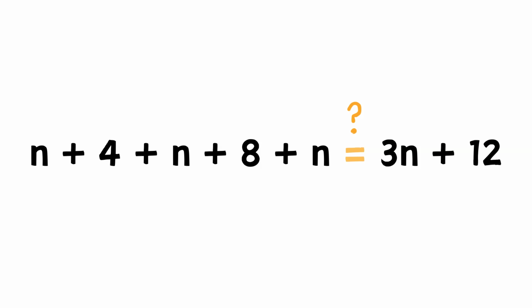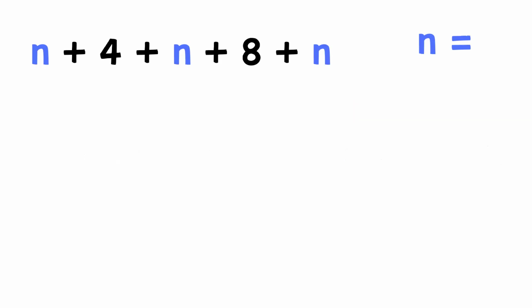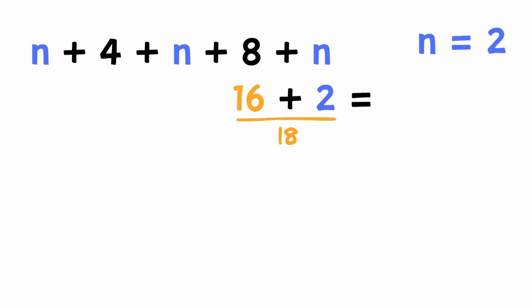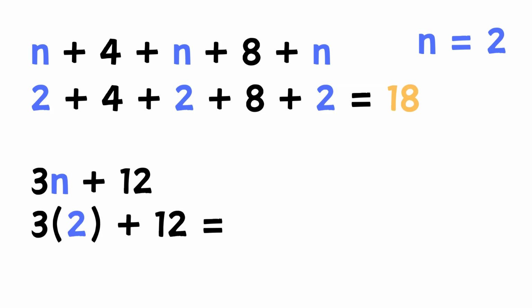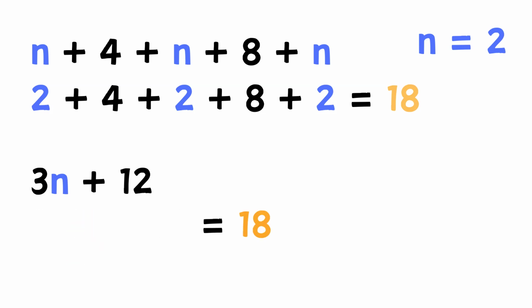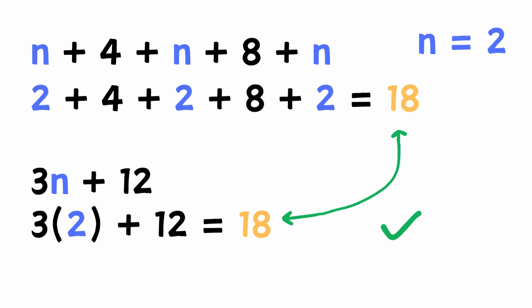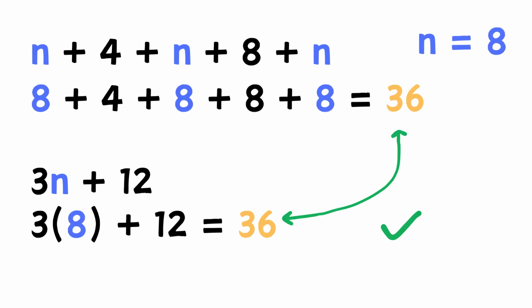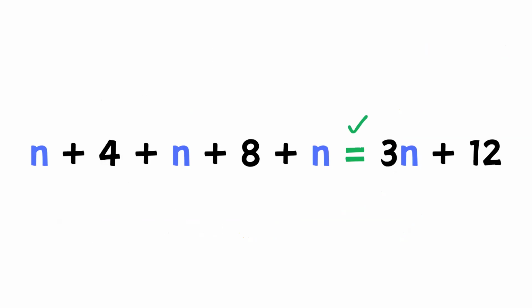Now let's double check our work. We just combined the like terms, so 3n plus 12 should be the same as our original equation. Let's replace n with a random number. Let's use 2. If n were 2, our original equation would be 2 plus 4 plus 2 plus 8 plus 2. And if we add this out, we get 18. How about the equation we just came up with? 3 times 2 plus 12. We find that this also equals 18. So these seem to be equal. We can try making n any random number, 3, 5, 8. In each of these scenarios, we find that our 2 equations match.